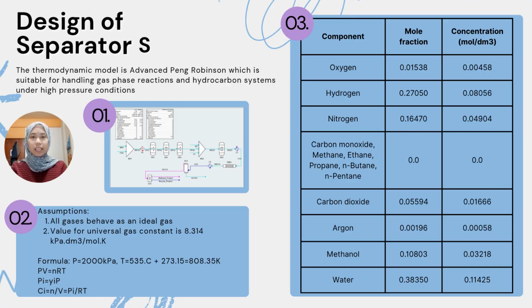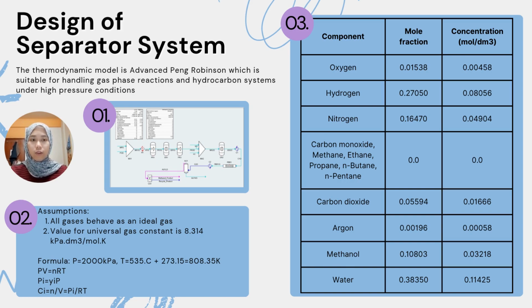Hi, my name is Siti Aisha, and in this part I'm going to explain the design of the separator system. As you can see, the first column is the PFD, or process flow diagram, based on Symmetry, and the thermodynamic model is Advanced Peng-Robinson. The second column contains the assumptions and formulas used to obtain concentration. The assumption is that all gases behave as ideal gases.